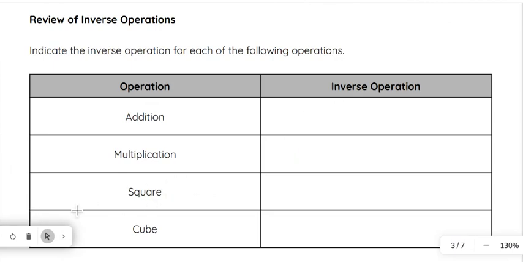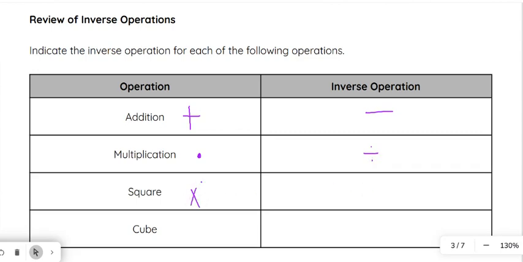So let's take a look at reminding ourselves what the inverse functions are for some functions that we will most likely see. So for example, remember the opposite of addition is always subtraction. So if we're looking at an operation of something being added, the opposite or the inverse operation is subtraction. For multiplication, remember the opposite is division.